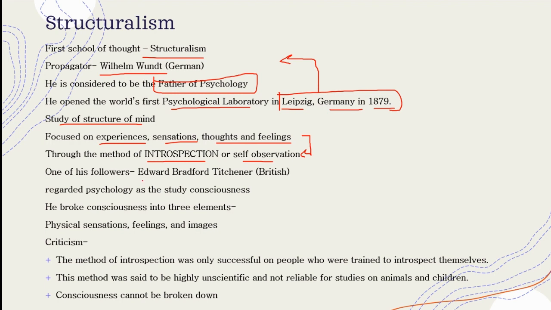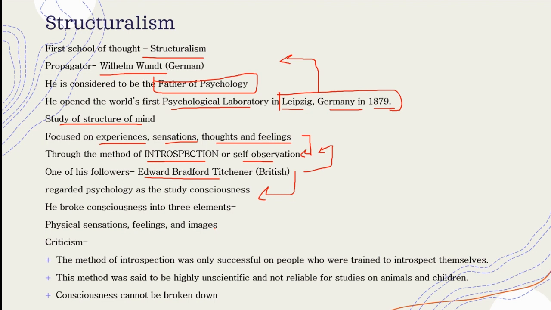One of his very famous followers was Edward Bradford Titchener. He also used the same method of introspection. And he said that psychology is the study of consciousness. And he broke consciousness into three elements: physical sensation, feelings, and images. So, this structuralism, the first school of thought, laid the foundation stone for further study and research in the field of psychology.